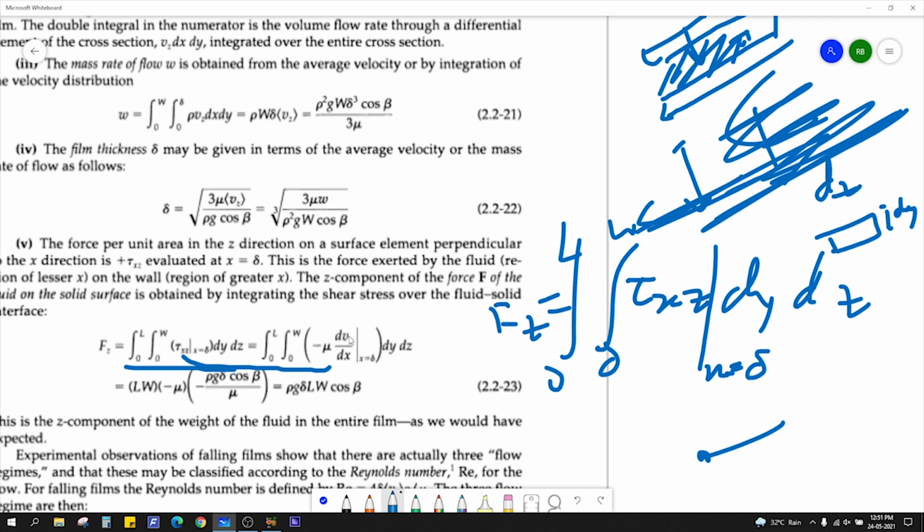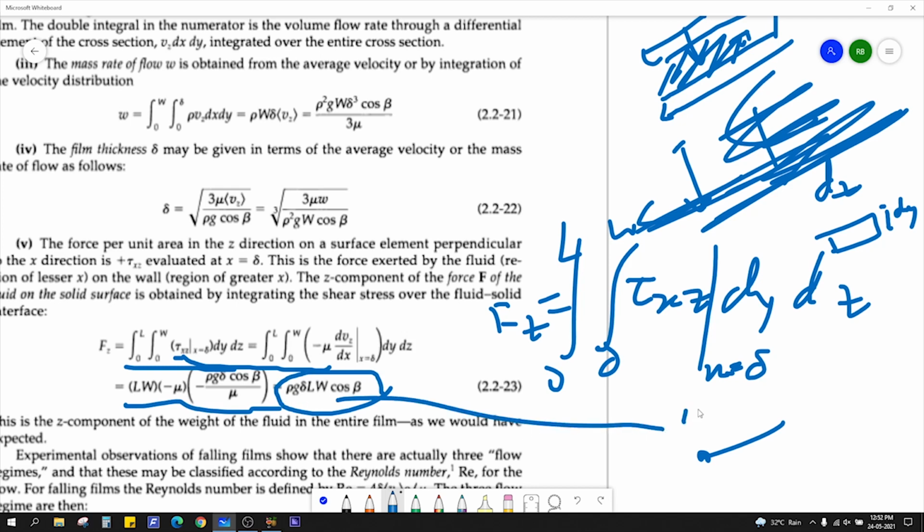You have already this value, right? You've also derived the tau expression, so you can directly put the tau formula from earlier and, instead of x, just put delta. So finally you'll get this. So this is your force. You can check the dimensions.